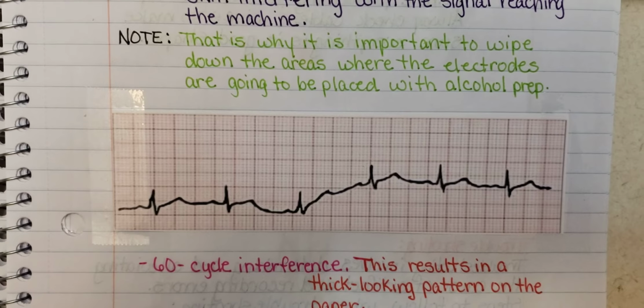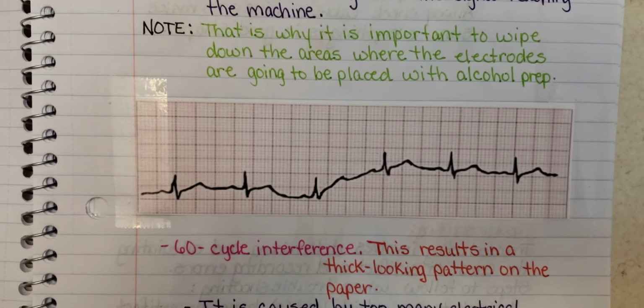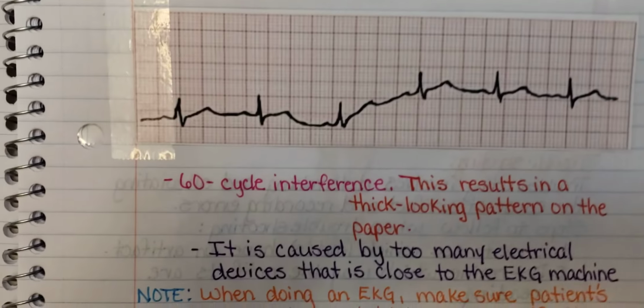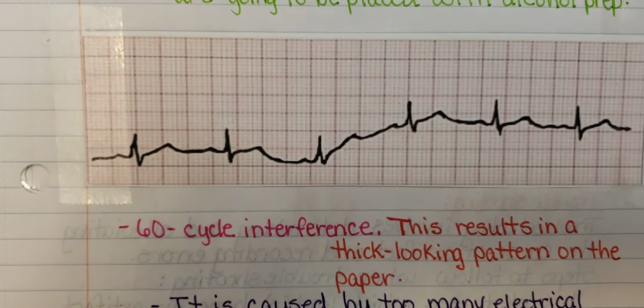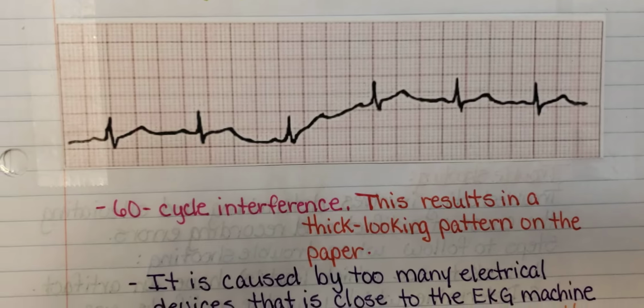That is why it's very important to wipe down the areas where the electrodes are going to be placed with an alcohol prep so we don't have baseline sways. And this is a baseline sway where it starts out on the baseline and then it goes up and down.